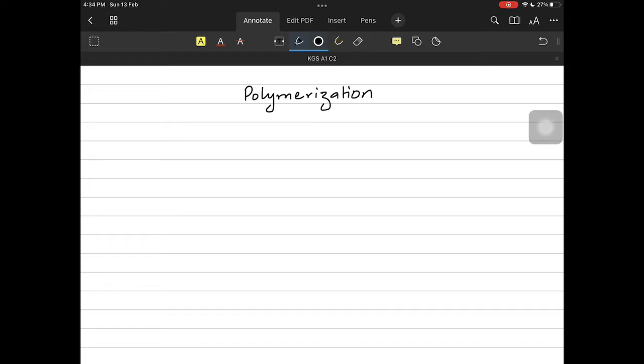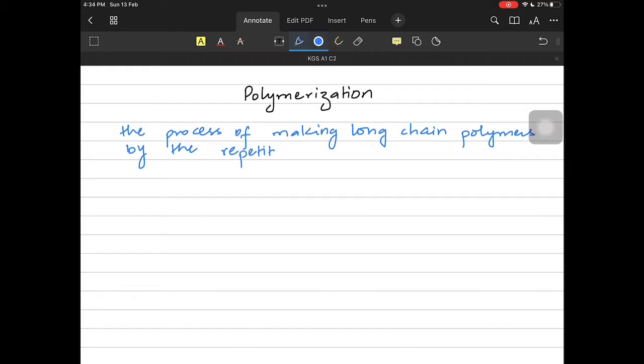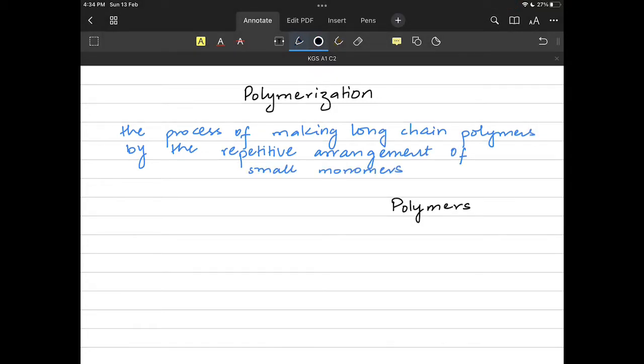Hey everyone, so today's video is going to be about the idea of polymerization. So polymerization is the process of making a long chain polymer by the repetitive arrangement of many small monomer molecules. So many small monomers are combining to give you a polymer.